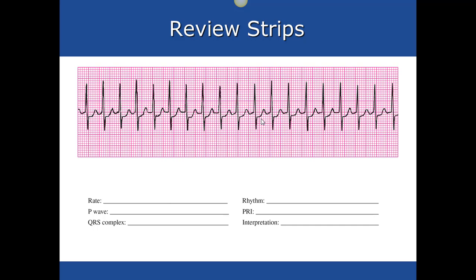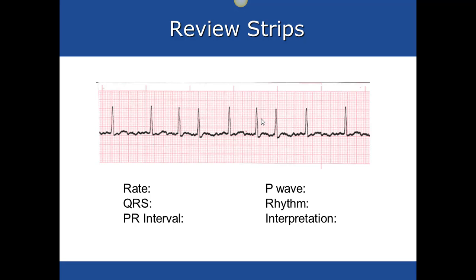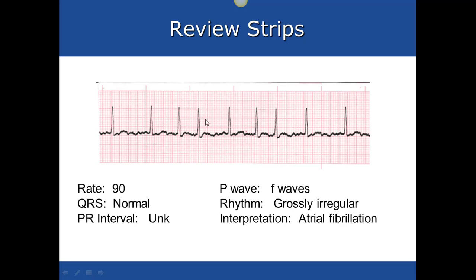Another one. Another rhythm coming up. Pause it, go through the steps, see what you come up with. All right, this puppy's a little different here. All right, so as we go through, we see we've got a rate of 1, 2, 3, 4, 5, 6, 7, 9. So we have a rate of 90.